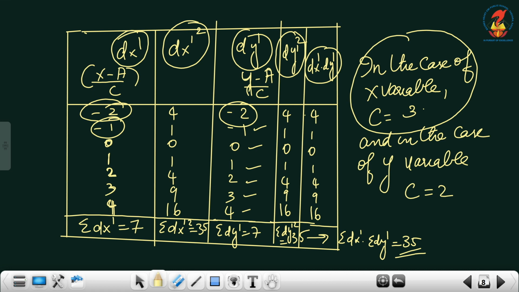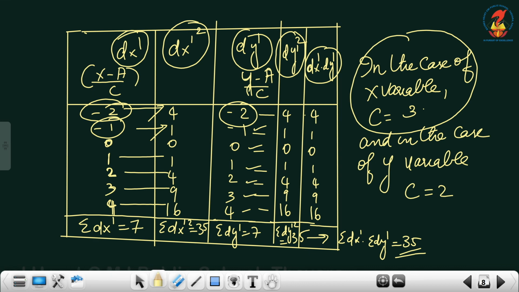Now you have to square both dx dash and dy dash. So when you square it, you will get minus 2 into minus 2, 4, minus 1 into minus 1, 1, then 0, 1, 4, 9 and 16. Likewise here also it is 4, 1, 0, 1, 4, 9 and 16.